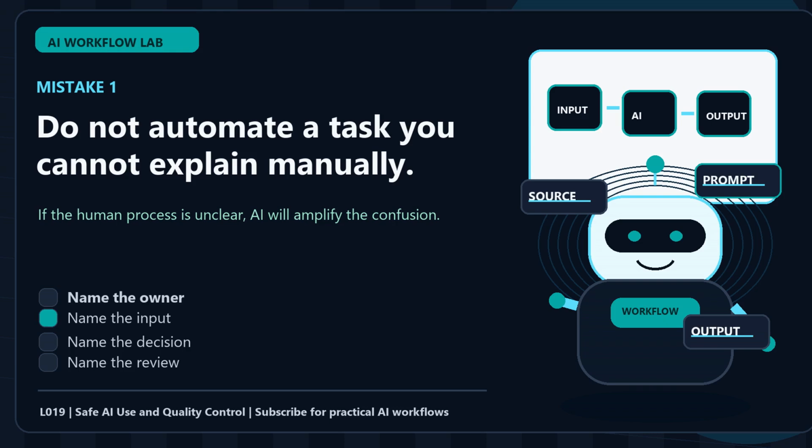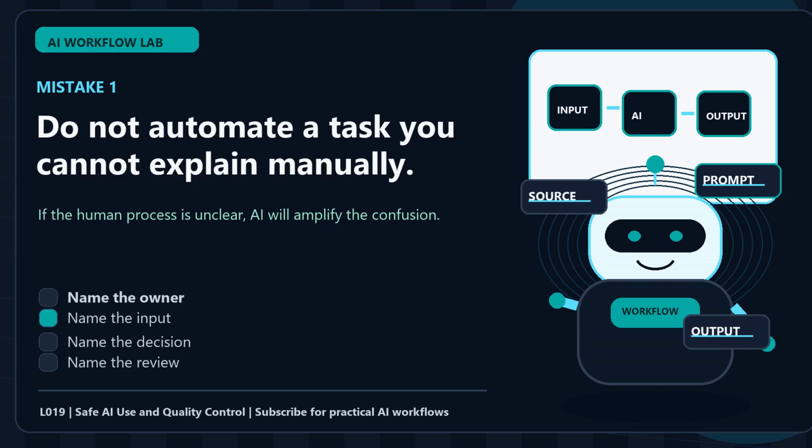The first mistake is trying to automate a task you cannot explain manually. If you cannot describe the current process, the assistant has no stable pattern to follow. It will fill in the blanks, and those blanks are where bad systems are born. Before adding tools, write the manual version in plain language. When this input arrives, I check this thing. Then I decide between these options. Then I create this output. Then I review it for these risks. That one paragraph is more valuable than a complicated automation map.